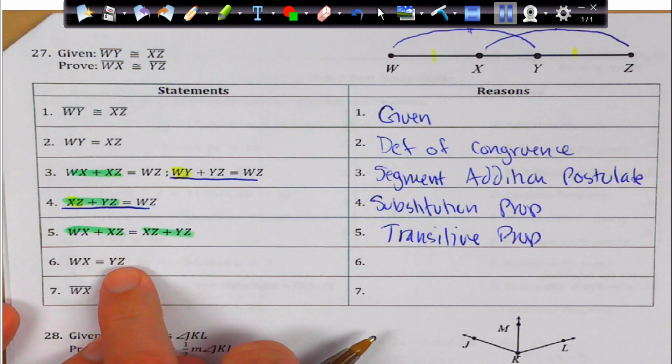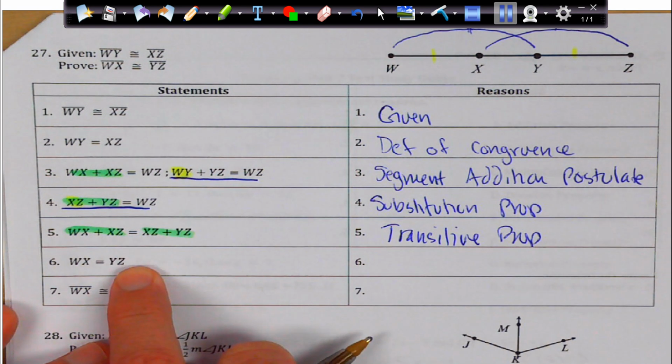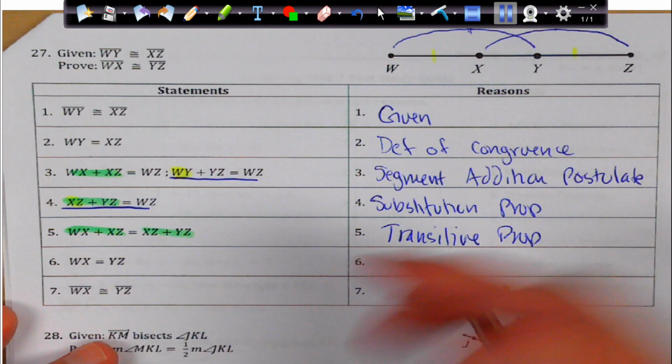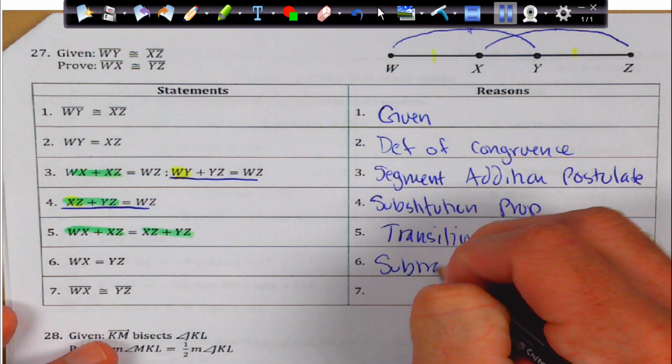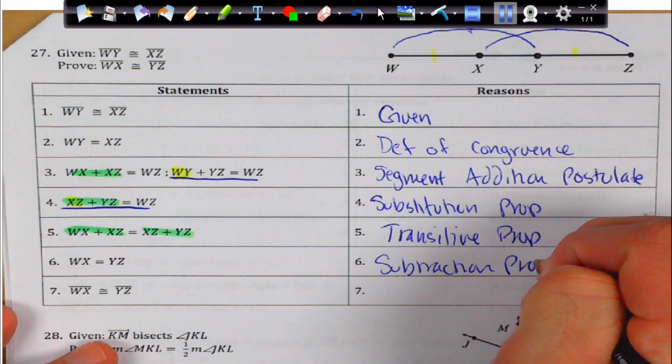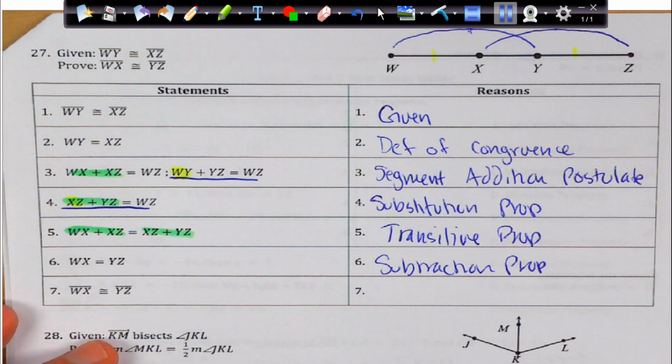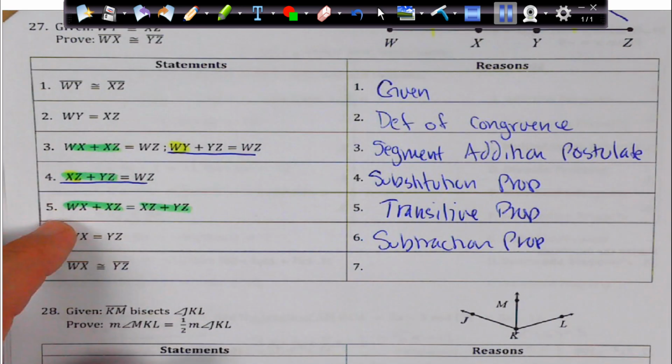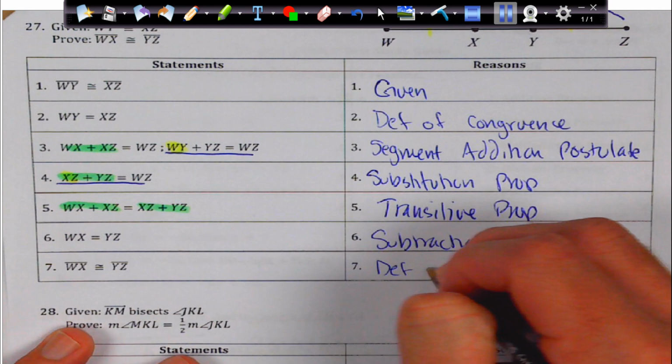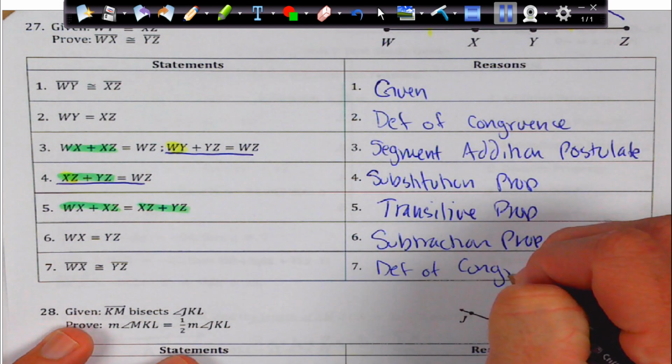Then from here, I go from 5 to 6. They both had XZ, so it looks like I just subtracted that. So subtraction property. And then I go from equal to congruence. That's definition of congruence.